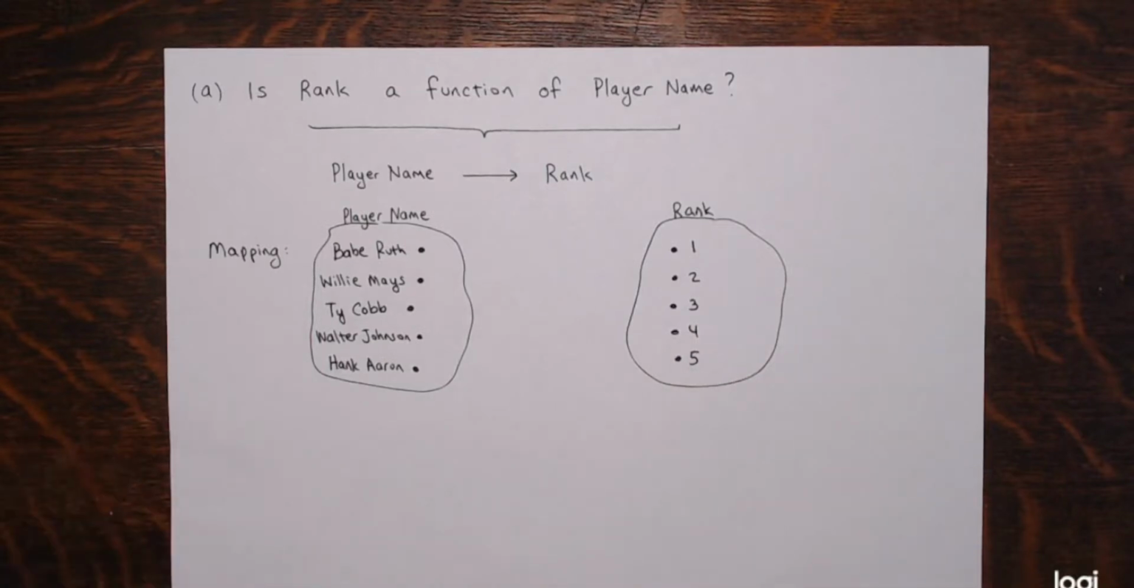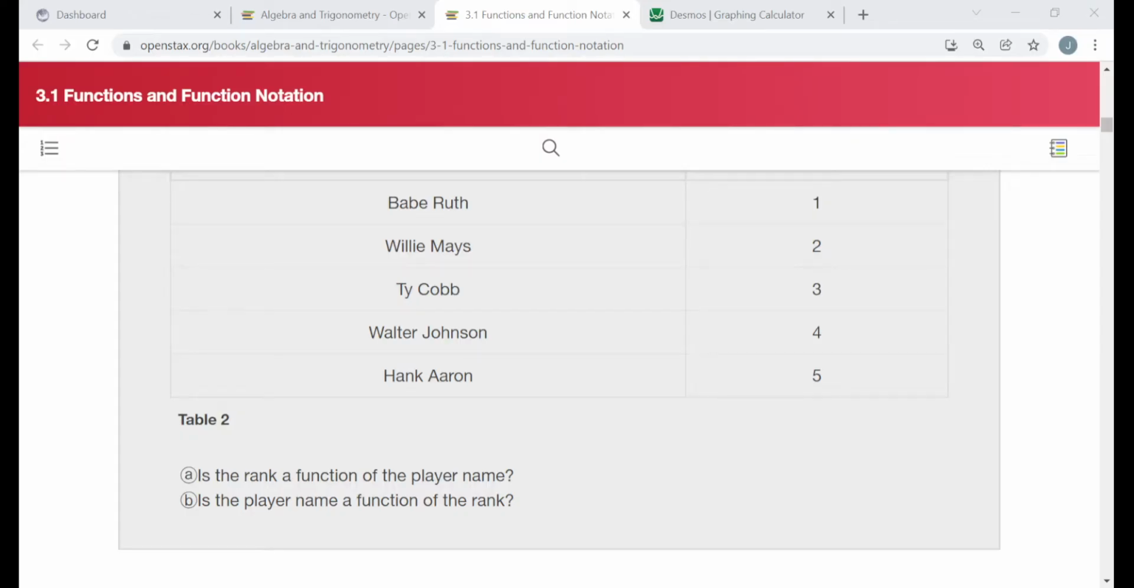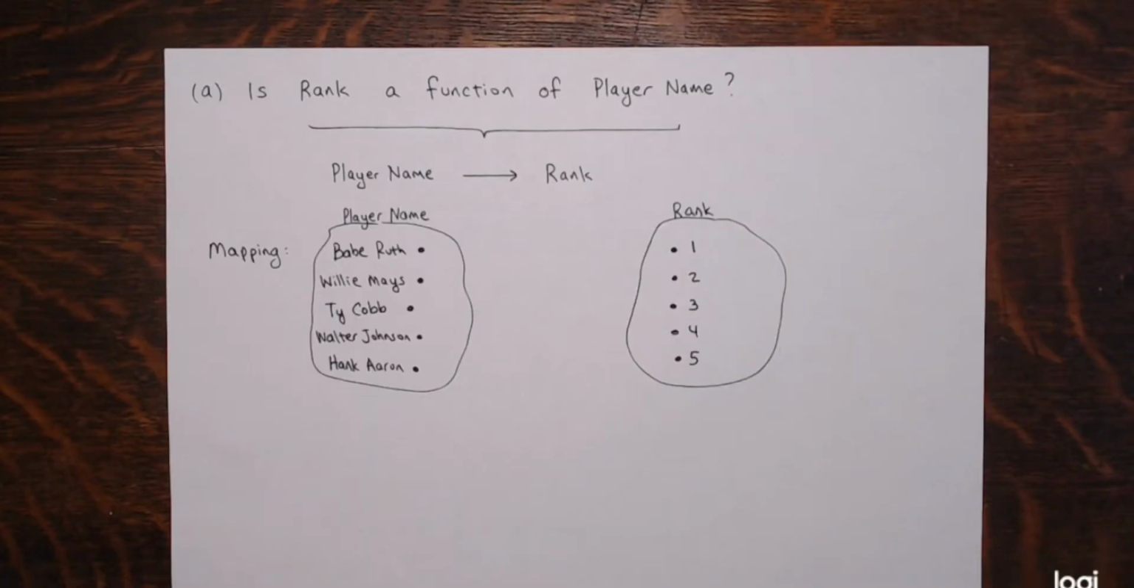Right. Now, you can tell from the table what the pairings are. You know, Babe Ruth is paired with the number 1. Right? They're right across from each other. Willie Mays is paired with 2, Ty Cobb with 3, Walter Johnson with 4, and Hank Aaron with 5. So, I mean, you can see it from the table.